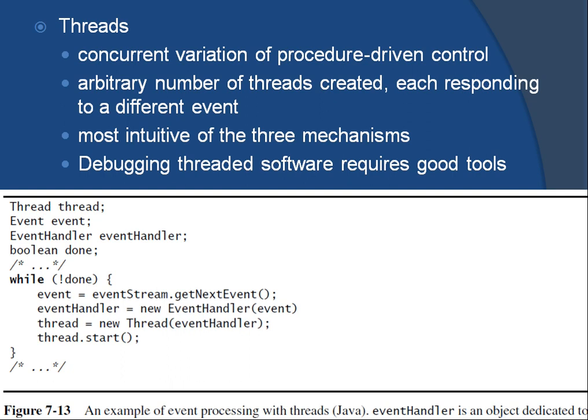Now this method is the most intuitive of the three mechanisms. Out of the three mechanisms we are discussing here, this one is the most intuitive one. Debugging threaded software requires good tools, but it does have some constraints. We require high-end debugging tools here. Now here is an example code for event processing with threads in the Java programming language.